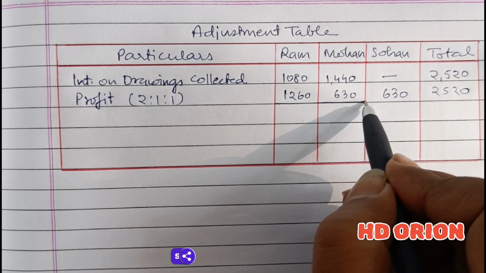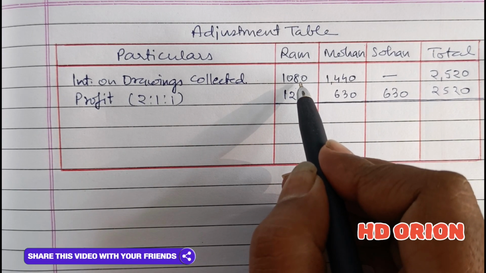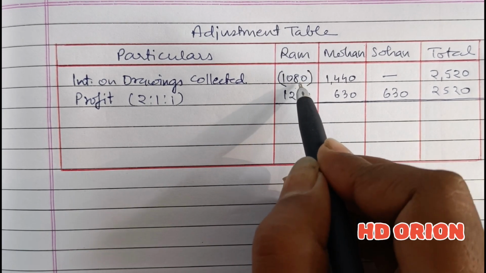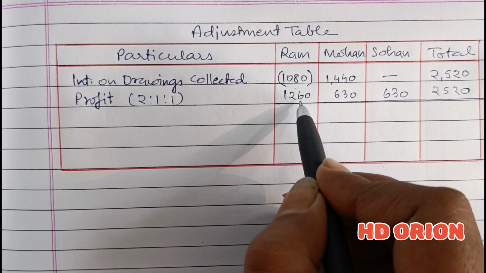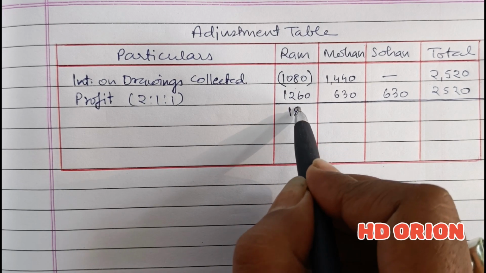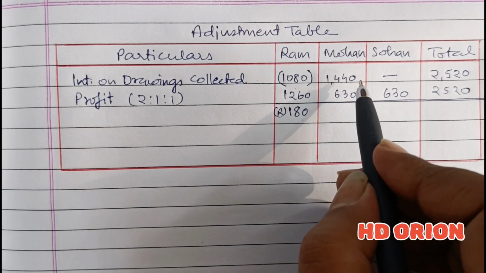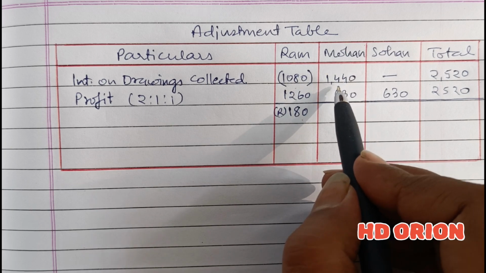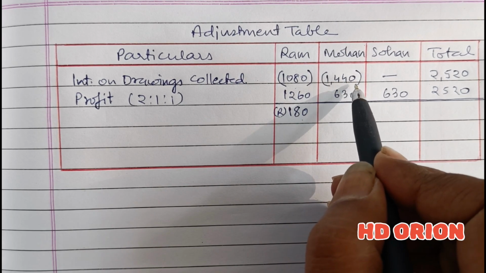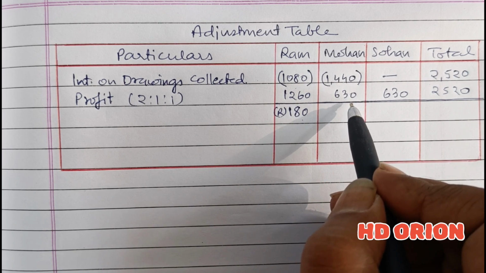Now, this much the firm has collected. It means Ram has paid. So when Ram has paid, it is a minus figure, and this much Ram has received. So we see that Ram has received 180 rupees. Ram received. And Mohan paid interest as rupees 1440, and Mohan was given rupees 630 as profit.